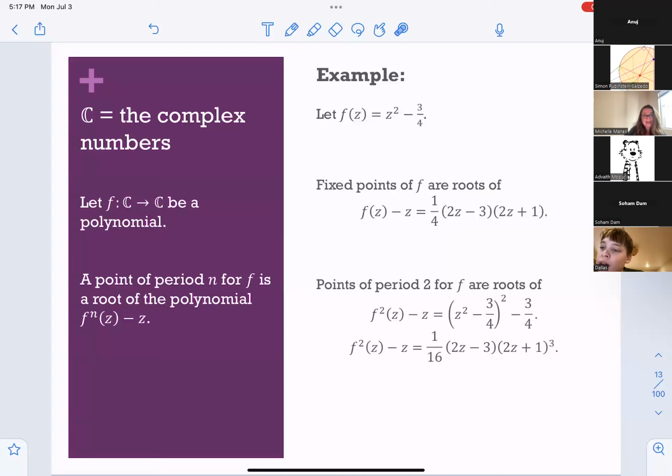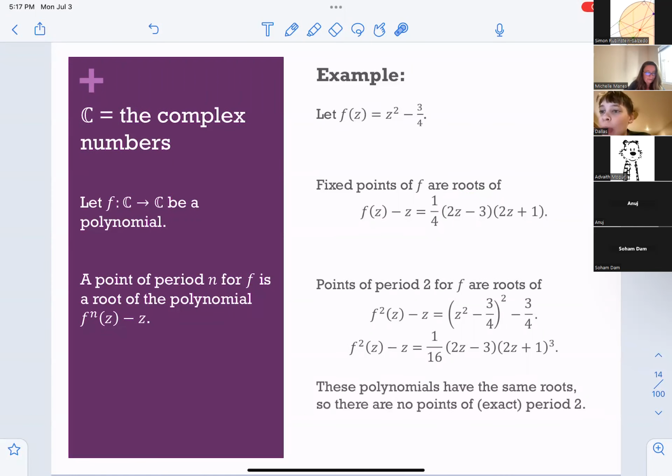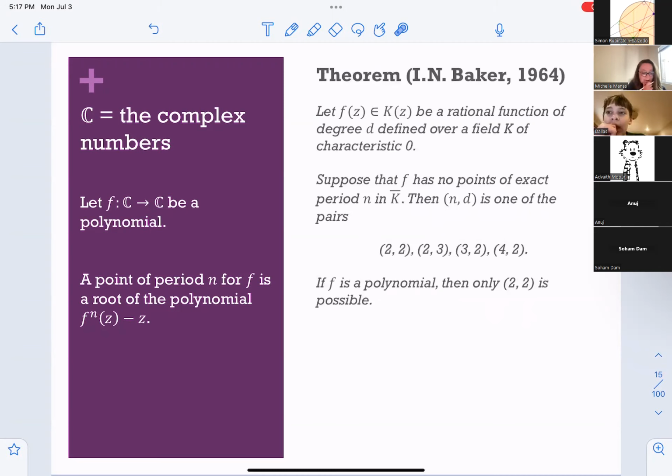All right. So this can happen. We can sort of be tricked. This is why we have to be a little bit careful. These polynomials have the same roots, so there are no points for this polynomial of exact period 2. But it turns out that's basically the only thing that can go wrong for the complex numbers. So there's this theorem from I.N. Baker from 1964. So he proved, if you don't know what a field of characteristic 0 is, don't worry.